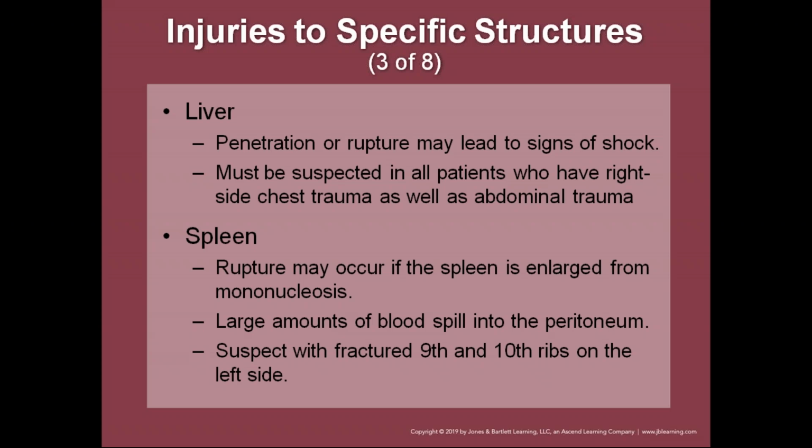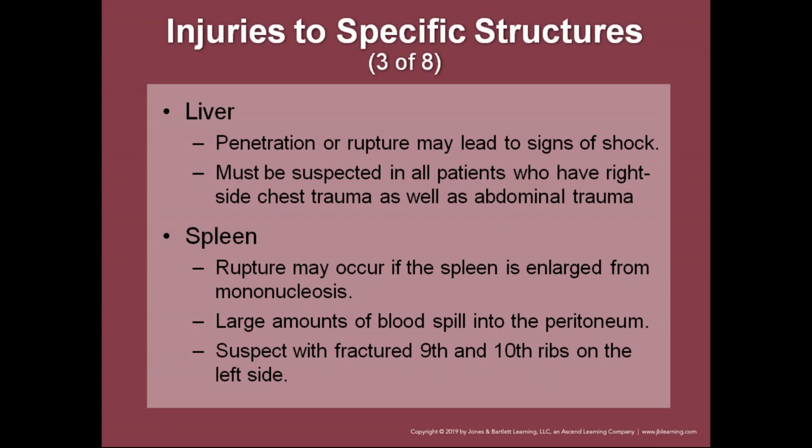Or as a result of the chronic fatigue of mono. There's some complications for people that have experienced that later on in life. Large amounts of blood spill into the peritoneum when the spleen is ruptured, and suspect spleen lacerations from fractures of the 9th and 10th ribs on the left side.